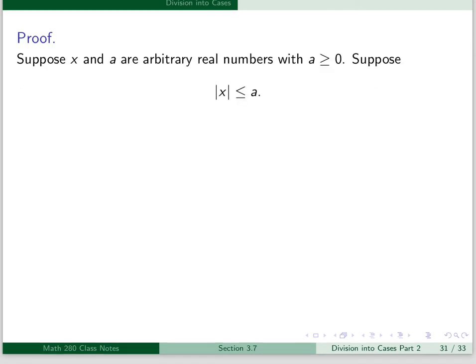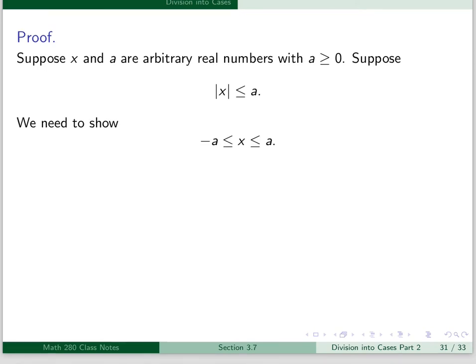So we'll start by supposing x and a are arbitrary real numbers with a greater than or equal to 0. We'll suppose the hypothesis, absolute value of x is less than or equal to a. We need to show our conclusion, minus a is less than or equal to x is less than or equal to a. Now this double inequality is actually equivalent to two inequalities with an and between them. So it's equivalent to minus a less than or equal to x and x is less than or equal to a. So to prove the double inequality, we have to prove these two single inequalities.